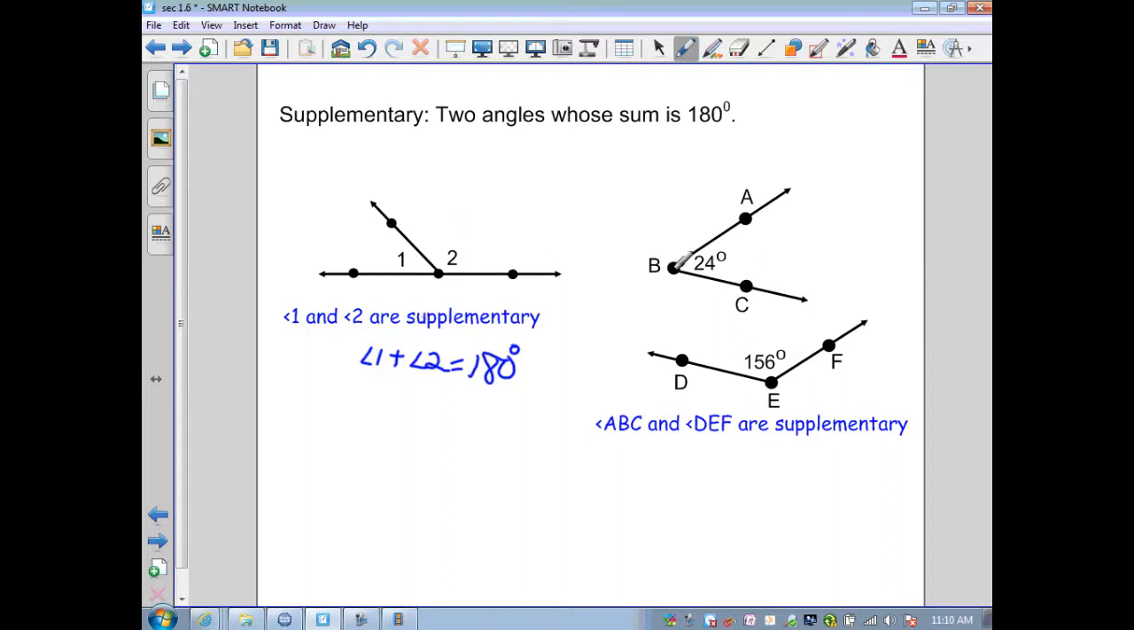Here I have two non-adjacent angles, but they tell me that they are supplementary. So if I would add up 24 degrees plus 150 degrees, I would get 180 degrees. Therefore, I know that I can have supplementary angles that are adjacent and also non-adjacent.